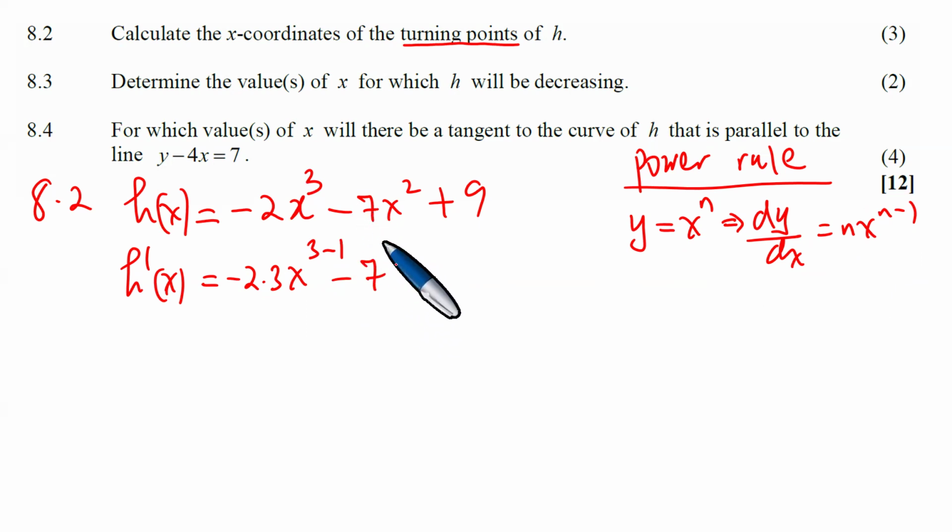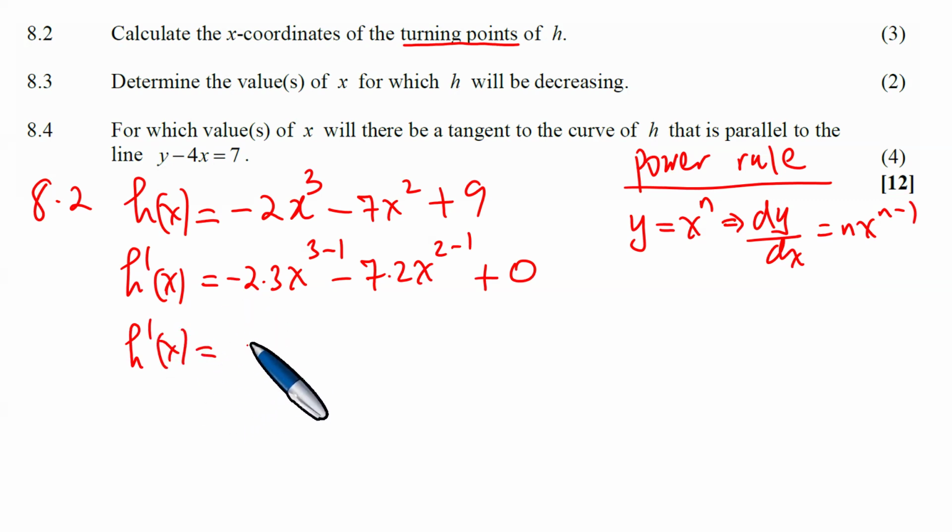Next, we have minus 7. We drop the 2 and we subtract 1 from the 2. We find the derivative of the number 9. Number 9 is called a constant, and the derivative of a constant is 0. So h prime of x equals, what is minus 2 times 3? It's minus 6x squared. Minus 7 by 2 is 14x, and we have 2 minus 1, which is to the power 1. The power 1 is never written, so we leave it that way.